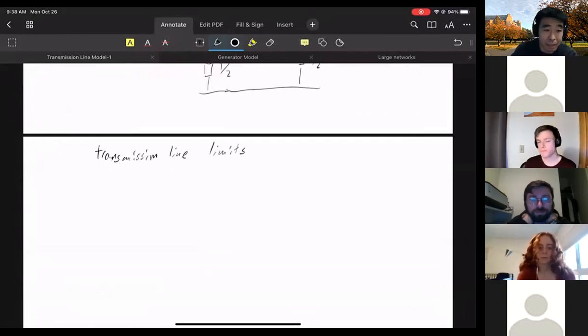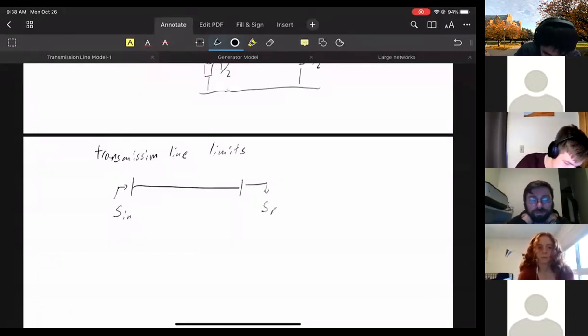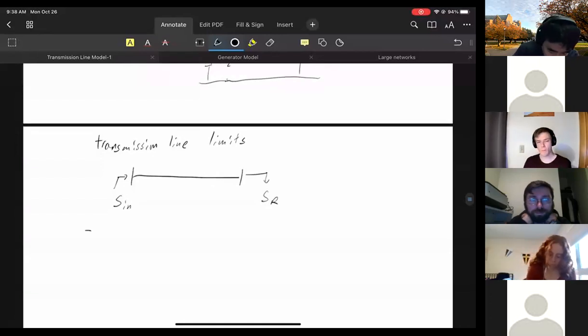Okay, transmission line limits basically says, if I have a transmission line, so let's just draw one line for simplicity. I'm trying to send power, let's say S in, S received. Then the question is, how much power can I send along this line? What's limiting me from sending too much power on this line? And it turns out the most straightforward limit we have is the thermal limit.